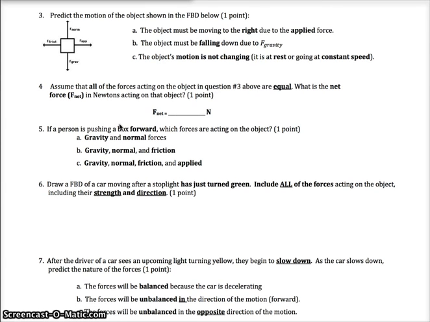Number 4. Assume that all the forces acting on the object in question number 3 are equal. What is the net force in newtons acting on the object? So if each one of these arrows are equal in magnitude, saying that this one is equal to 10 newtons and this one's equal to 10 newtons, friction is equal to 10 newtons, and gravity is equal to 10 newtons, they all add up to what?